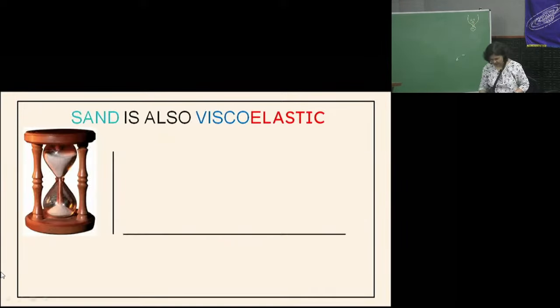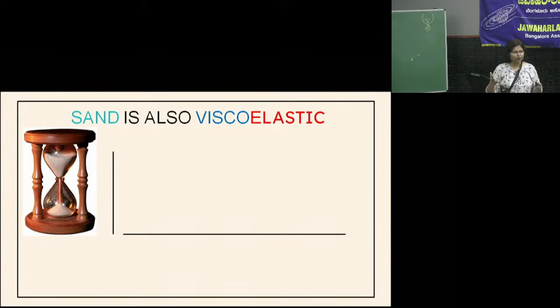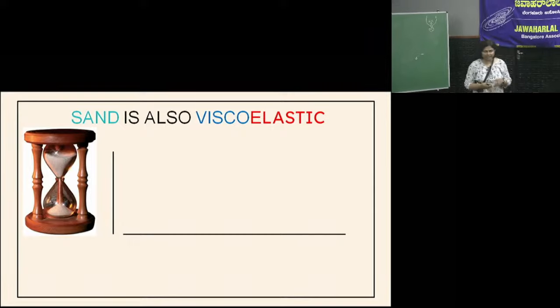Okay, I think we are kind of done. Sorry, I took a bit more time than I should have. Because we started with sand, let us end with sand. Sand is also viscoelastic, and I told you why. Because you can walk on a beach, but then it can also flow under gravity.